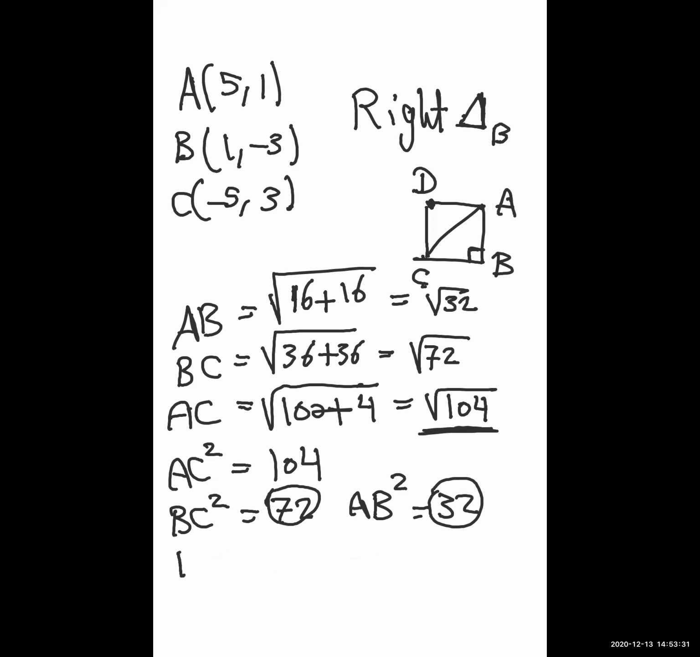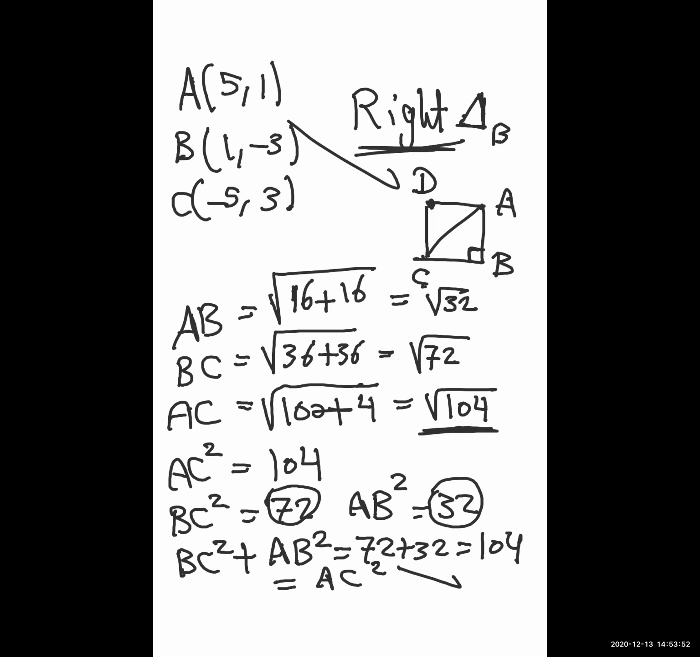So BC squared plus AB squared will equal 72 plus 32, which equals 104. This means it will equal AC squared. So it's right angled. Here we just proved that this triangle is right angled. Okay, guys, are we clear till now? Yes, we are. Okay, great.